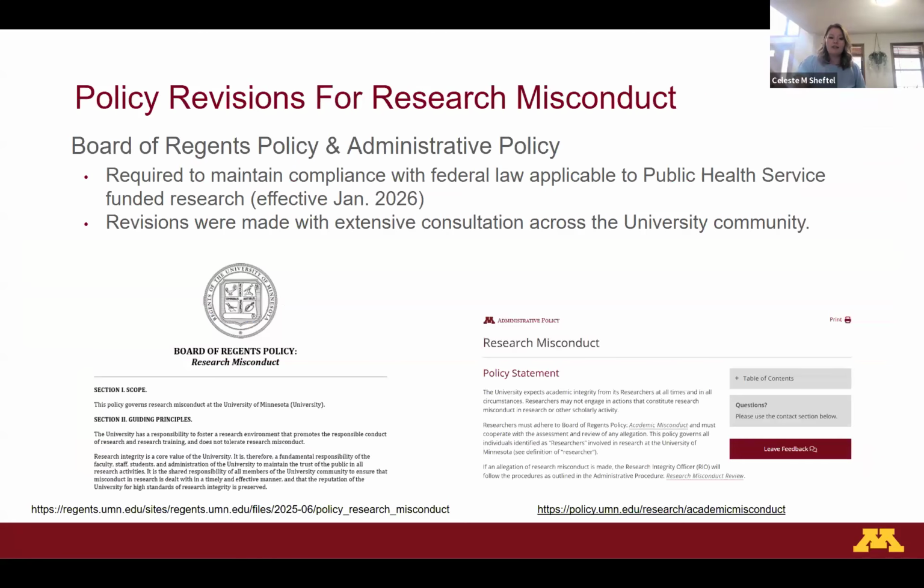And so we had two policies that were updated, the Board of Regents policy as well as our administrative policy, that had more updates rather than just the detrimental research practices and the honest error definition. And so I'm going to pass it over to Danny at this point so she can talk about the policy revisions as well as reporting misconduct and going through the research misconduct investigation steps.